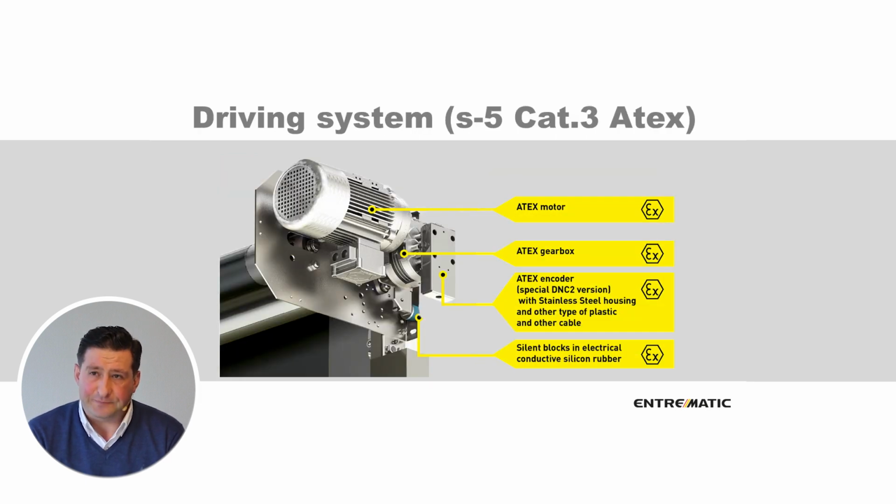The driving system. So the ATEX, it's an ATEX motor, it's an ATEX gearbox. The encoder for the category 3, because we are now on the slide of category 3 ATEX. The encoder is the DNC as we know it, but with a special housing. Also one big difference is the silent blocks where the engine is mounted, also in a special conductive silicone rubber.